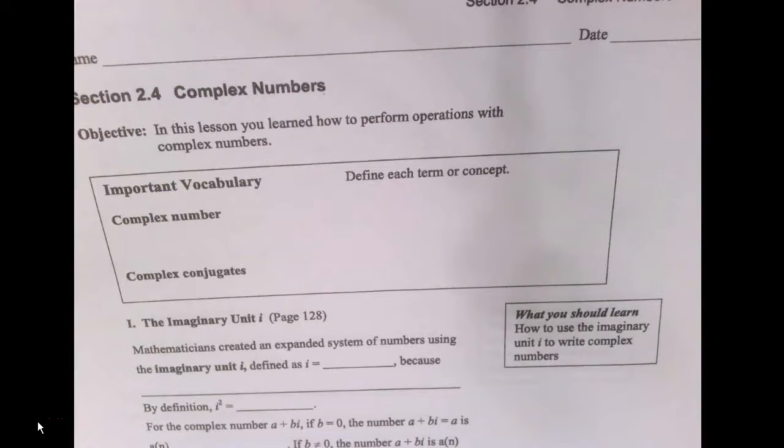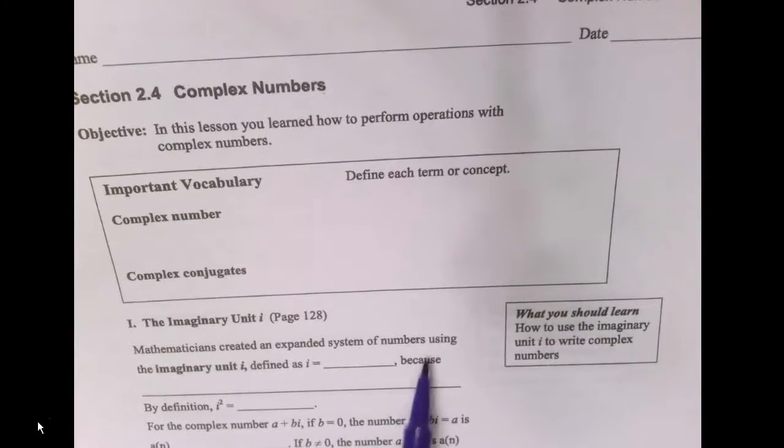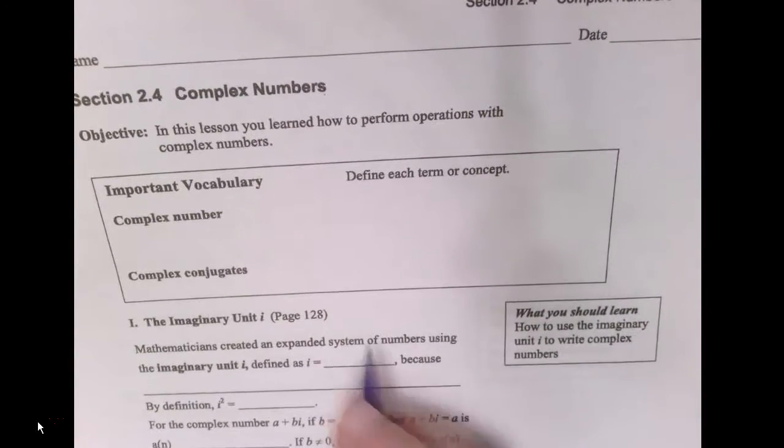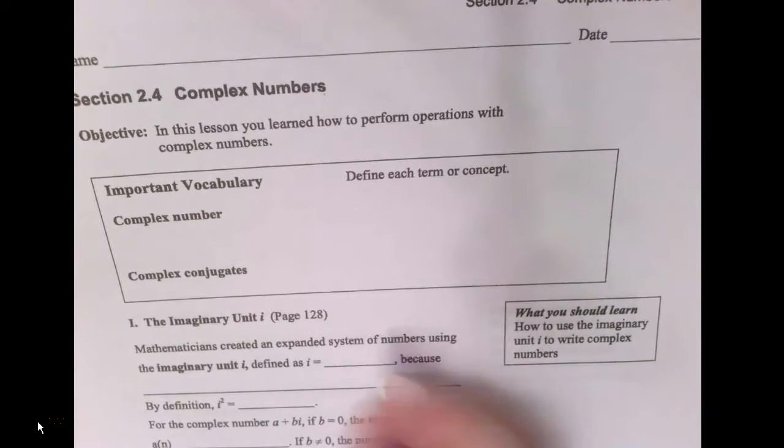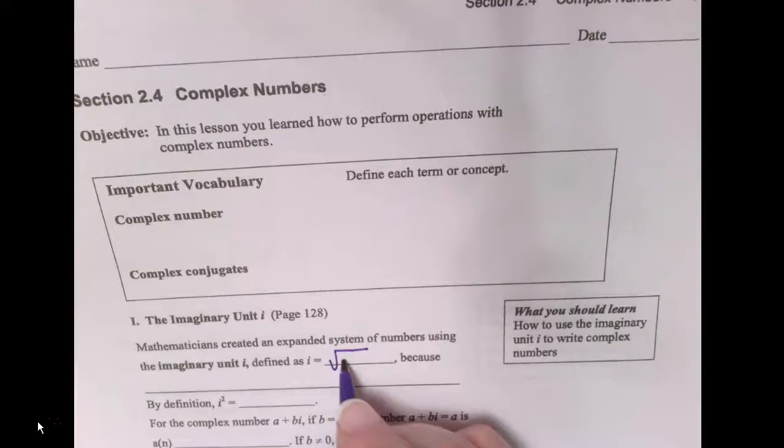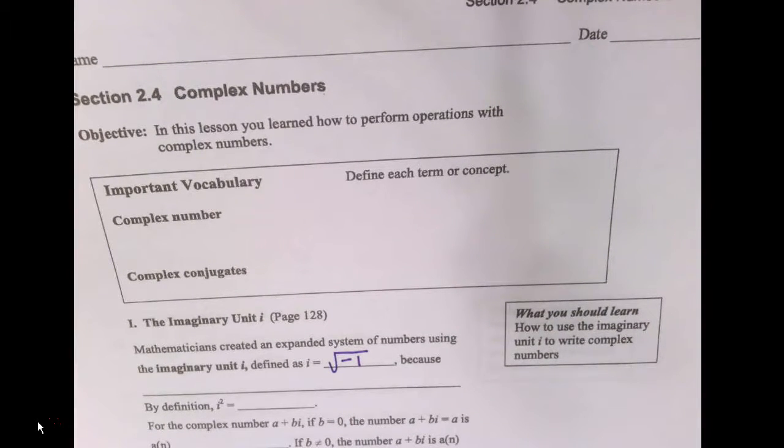Okay, so as we've been solving some complex polynomials, we've seen that sometimes we get the polynomial down to where we can factor it, and sometimes it's not factorable. So in those cases where it's not factorable, we're going to find that we need a new set of numbers to be able to describe the solutions. So mathematicians created an expanded system of numbers using the imaginary unit defined as i, and what that means is the square root of -1.